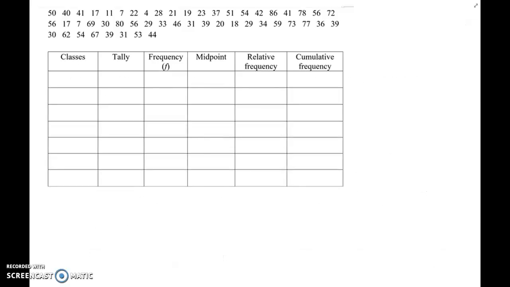In order to create this frequency distribution table with 7 classes, we need to find several data values first. The first one, you need to find the minimum value. When you look at this data set, the minimum value looks like 4. 4 is here, right? And the maximum is 86. So 86 is right here, right?